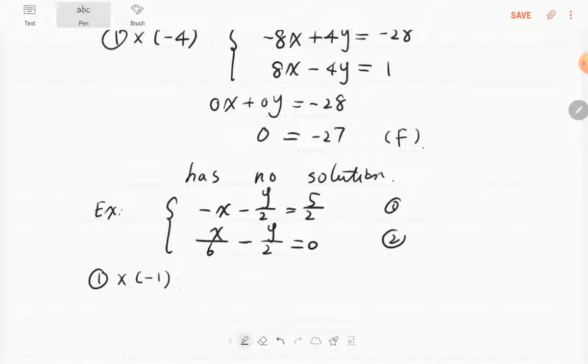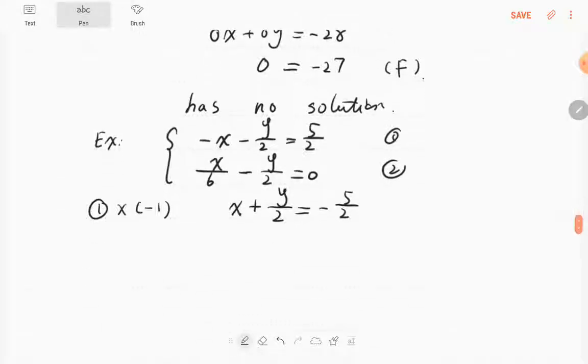So let's try to do this. The whole equation multiplied by negative 1. So the left side, negative 1 times negative x, we will get positive x. Then negative 1 times negative 1/2 y, we will get positive half y. But don't forget, after you multiply negative 1 on the left side, you should do the same thing. You always need to do both sides of the equation. So the right side, you also need to multiply by negative 1. This time we'll get negative 5/2.